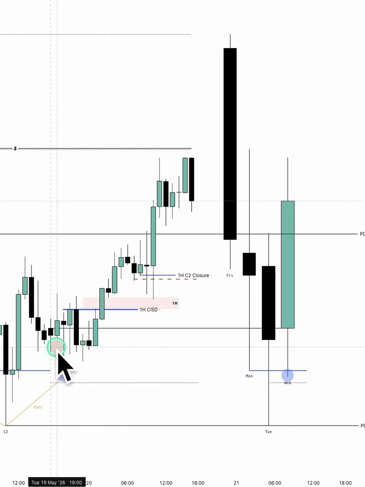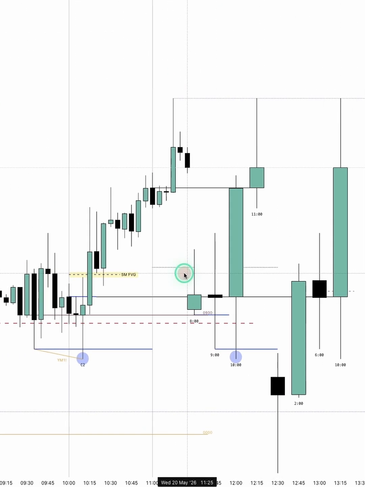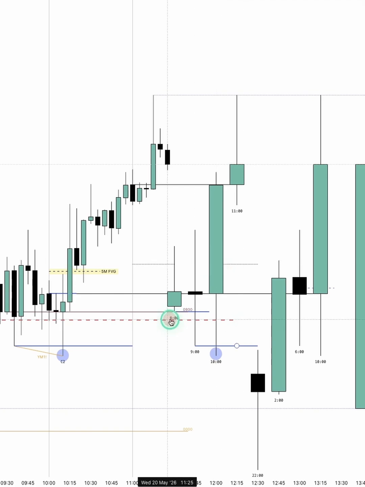All right, anyways, once I already have my framework here, I have a C2 closure on the hourly, right? Or I have it here. Then I drop to the 5 minute. On the 5 minute, I'm trading this 9 o'clock, swept 8 o'clock. Now I expect 10 o'clock. Now 10 o'clock also swept 9 o'clock, so you expect 11 to go higher, but I'm trading the 10 o'clock candle.